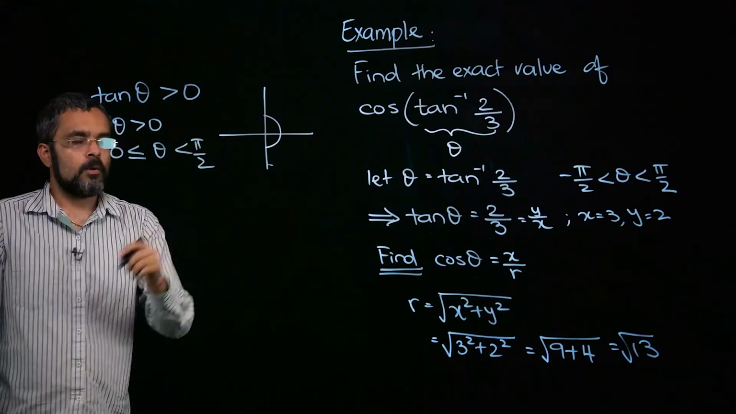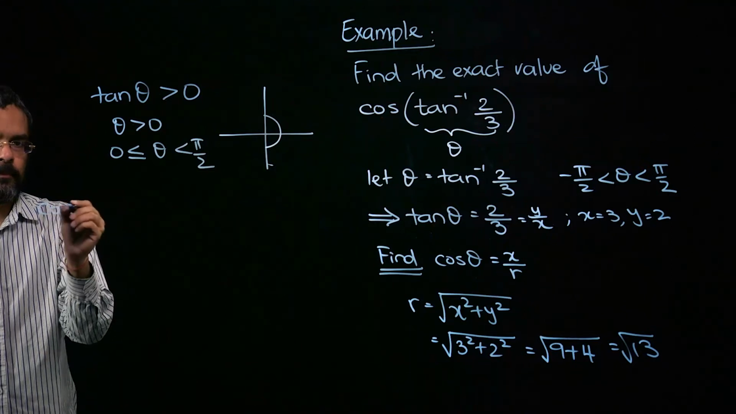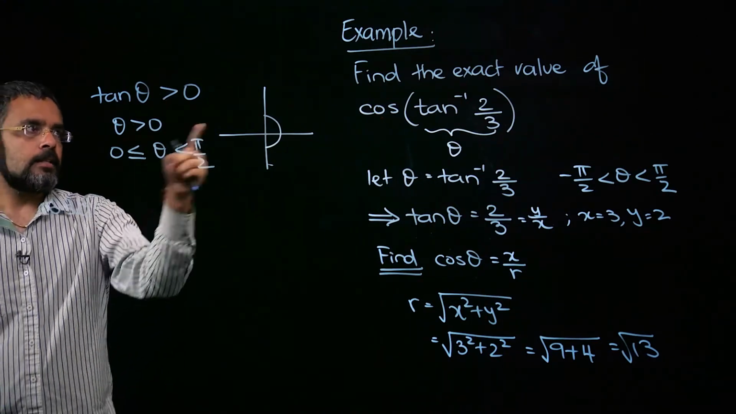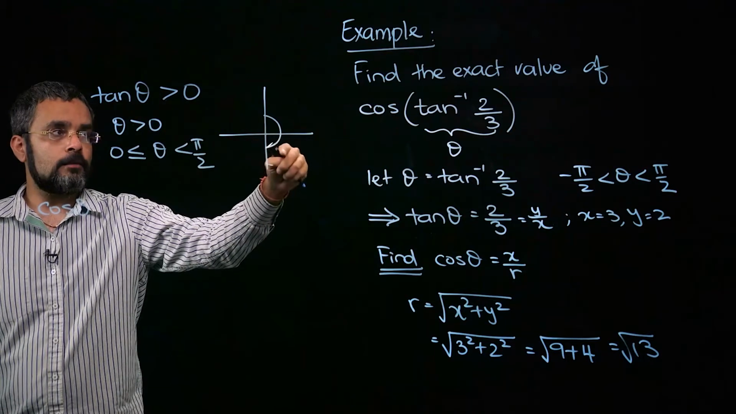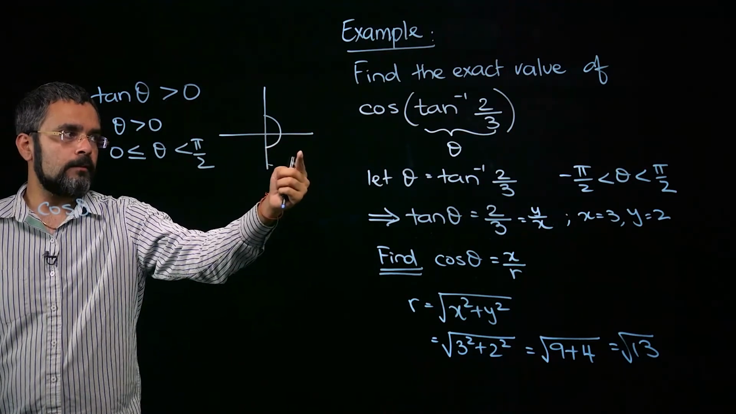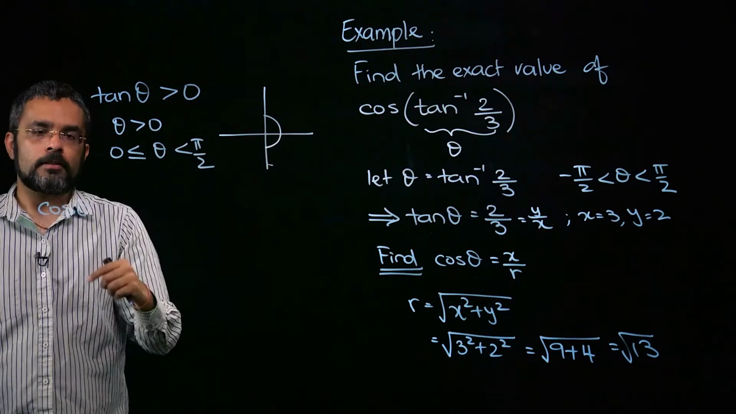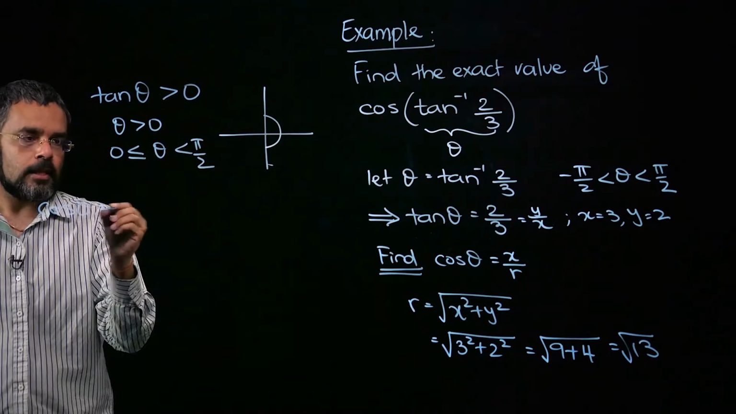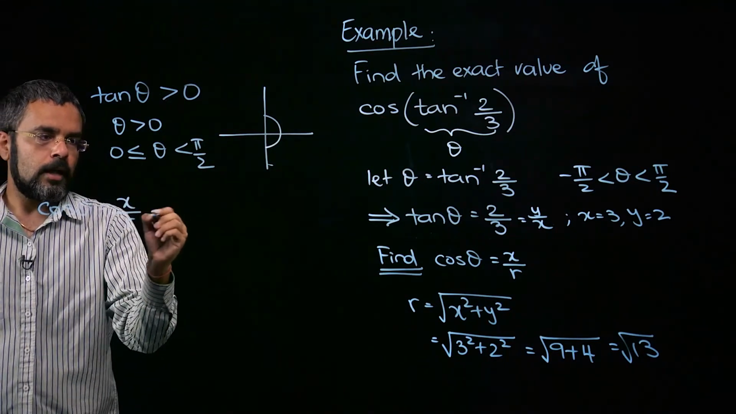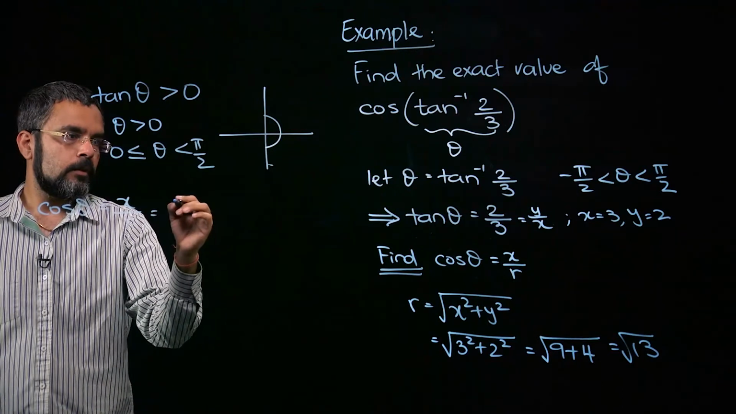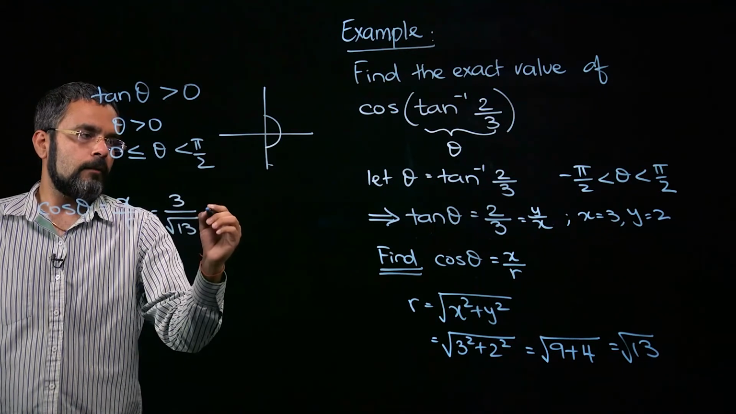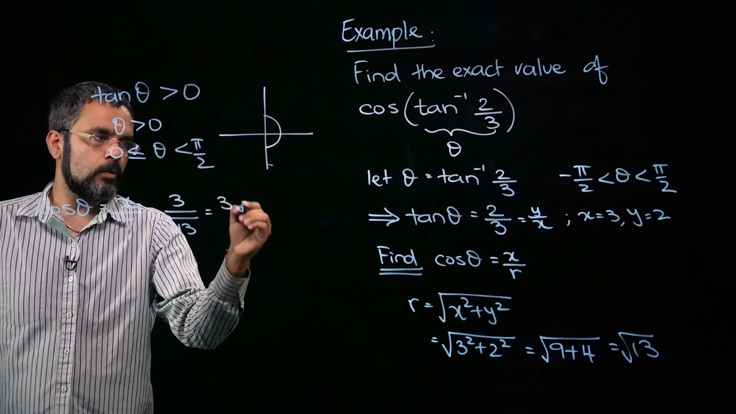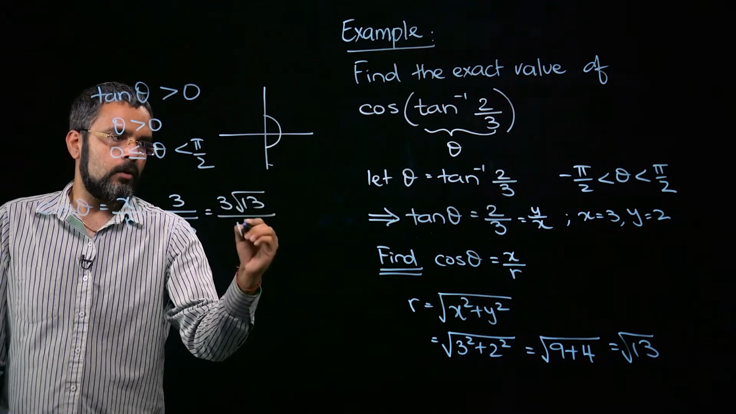So cosine theta: if theta is in the first quadrant, then cosine theta has to be positive. Now if this was here, cosine would still be positive, but then my theta would not be positive. So cosine theta is x over r, and that is going to be 3 over the square root of 13, or if I rationalize the denominator, this is 3 square root of 13 over 13.